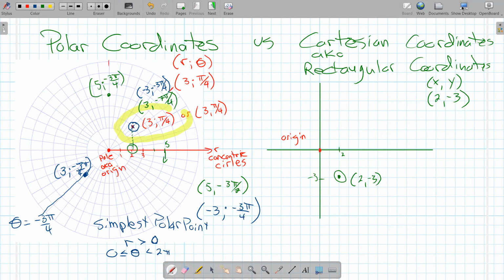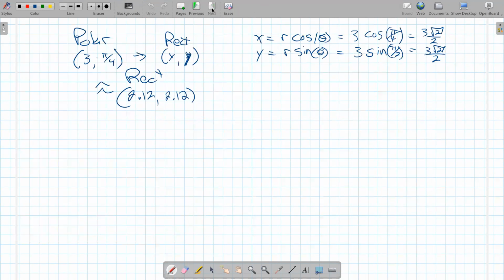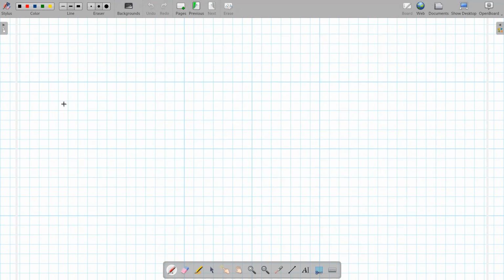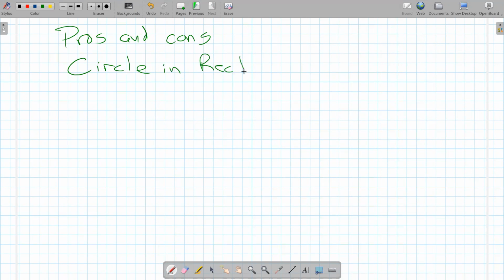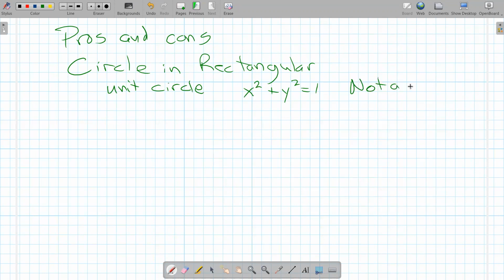All right, a couple of other things with respect to polar and rectangular. Why use one over the other? So, pros and cons. Think about circles in rectangular coordinates. The unit circle, which is like the easiest circle there is, has a complicated equation, x squared plus y squared equals 1. Now you in your life have seen a lot more complicated equations than this, but the first time you saw this, it was pretty complicated. We have both x and y squared here. And the other thing to consider is this is not a function in rectangular coordinates.